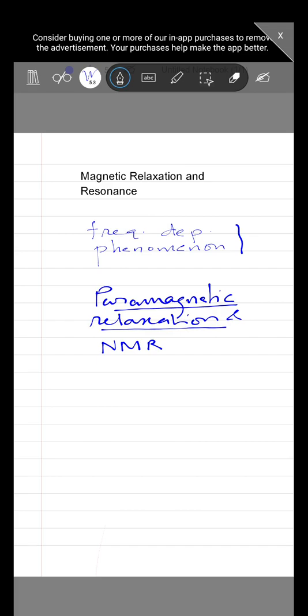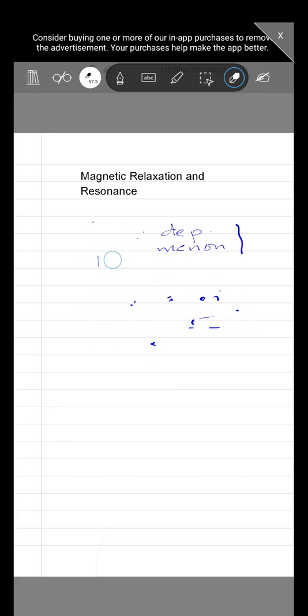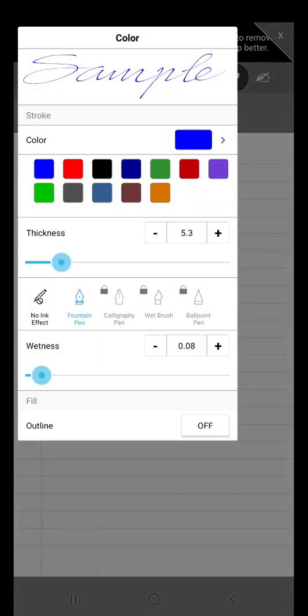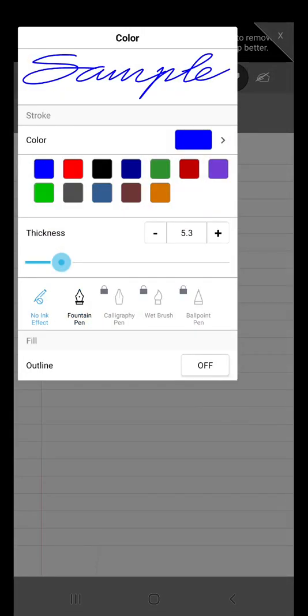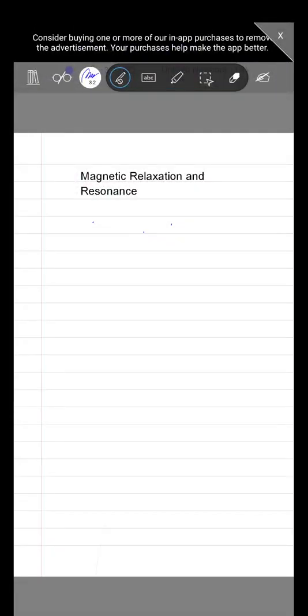Now, we will be considering that there is an oscillating magnetic field present.